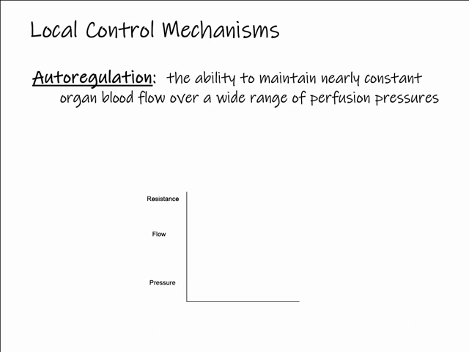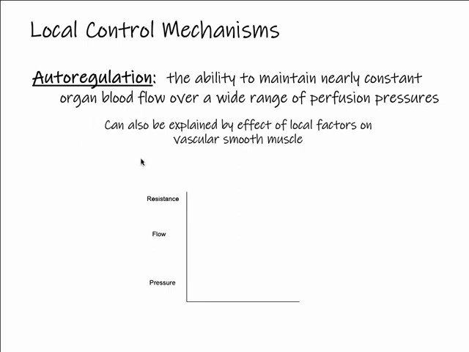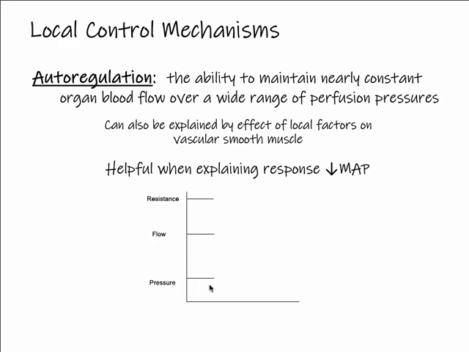Now, autoregulation will also explain what happens when we have a decrease in blood flow. But rather than viewing this from the myogenic standpoint, let's look at it from the standpoint of local metabolic factors. So again, we have our pressure, flow, and resistance. If our blood pressure drops and our resistance stays the same, we would expect blood flow to decrease. Resistance stays the same, pressure stays low, we would expect to see the blood flow to that tissue bed low as well.